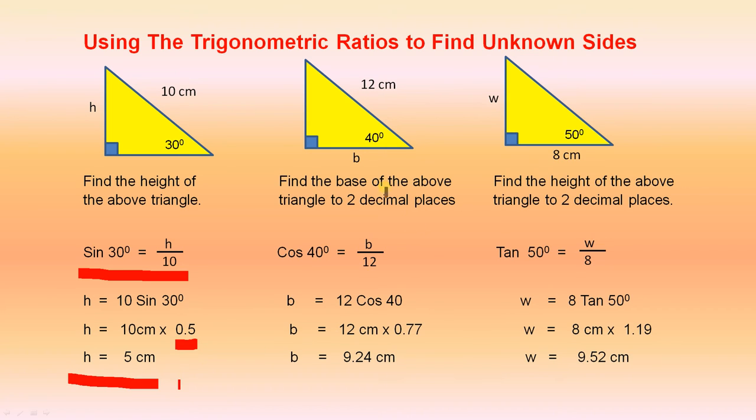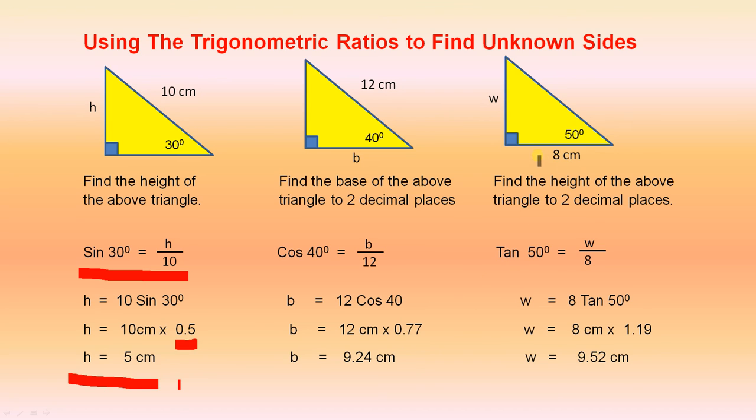Here, we want to find the base of this triangle. Now this is the adjacent side. That's the hypotenuse. So cos 40 equals b over 12, which is the adjacent over the hypotenuse. Multiply both sides by 12. So b equals 12 cos 40. b equals 12 by 0.77. So b is 9.24 centimetres.